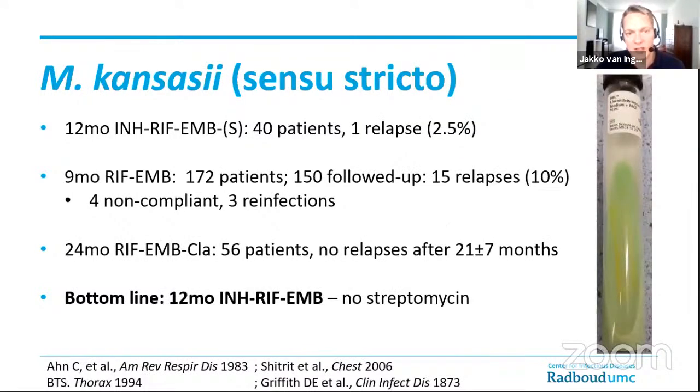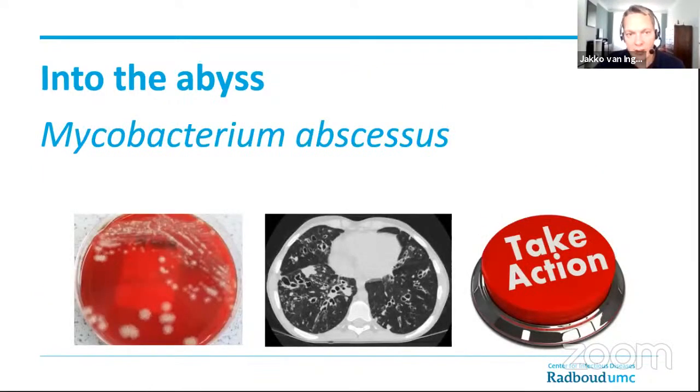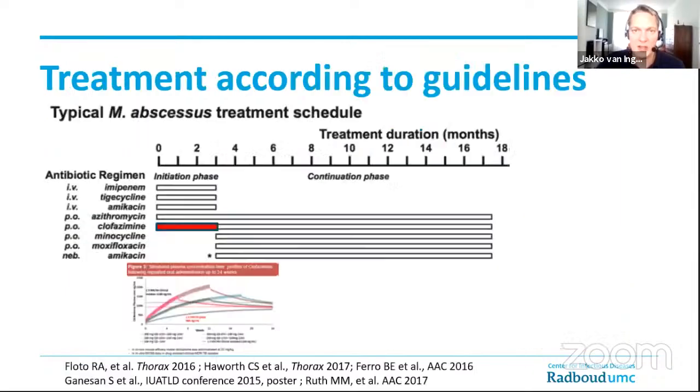So Mycobacterium kansasii, I think we by and large discussed. The regimen that we've settled upon for the guidelines is INH, rifampicin, ethambutol. You might exchange isoniazid for a macrolide. Very good overall treatment outcomes in either regimen. And then I'd like to take the last few minutes to dive again into the treatment of Mycobacterium abscessus.